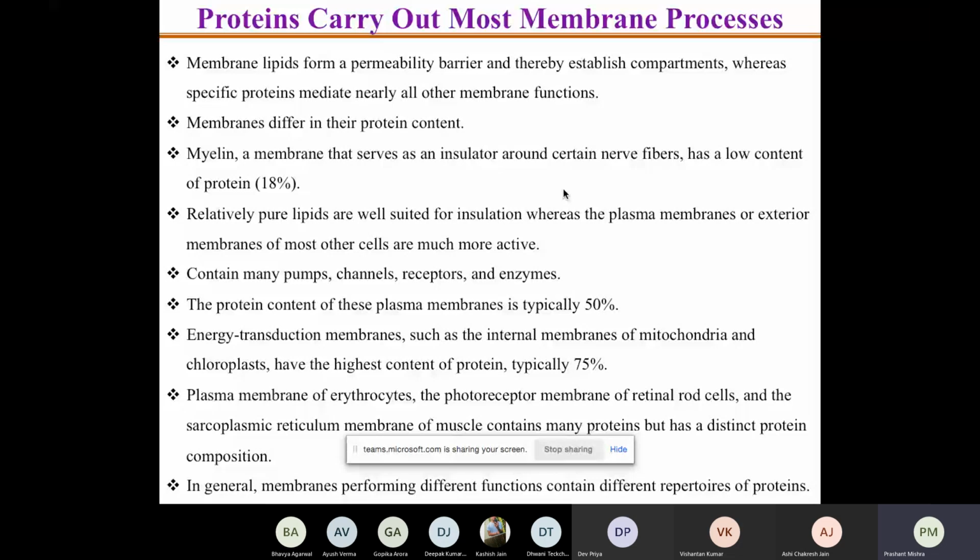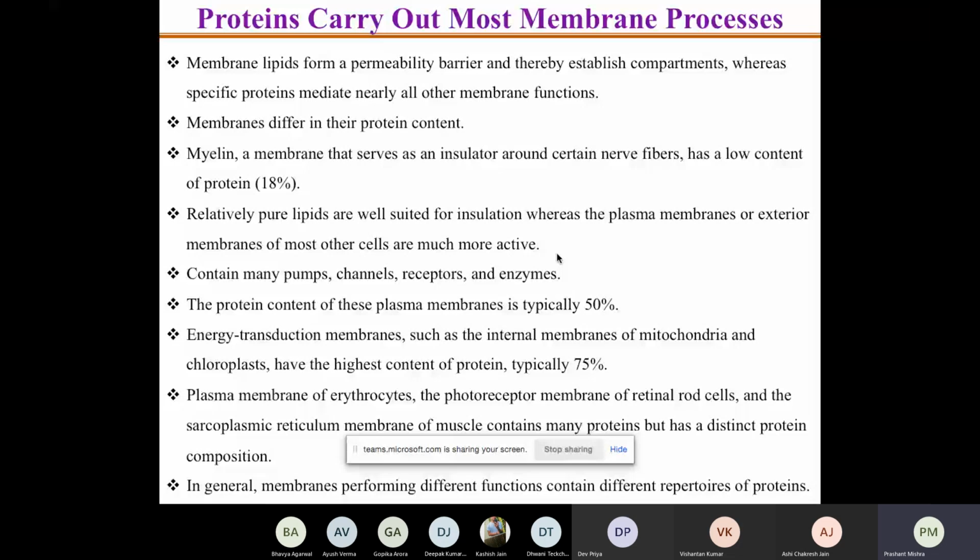So what is expected here is that it will have a very high content of lipid, because lipid is the one which acts as an insulator molecule or permeability barrier molecule. And that's why the myelin has a very low content of protein. That is where I talked about composition varying from 1:4 to 4:1 between lipid and protein. Now, relatively pure lipids are well suited for insulation, whereas a plasma membrane or the exterior of other cells are much more active. So what it tells you is that if I just take a pure lipid, it becomes a complete insulator.